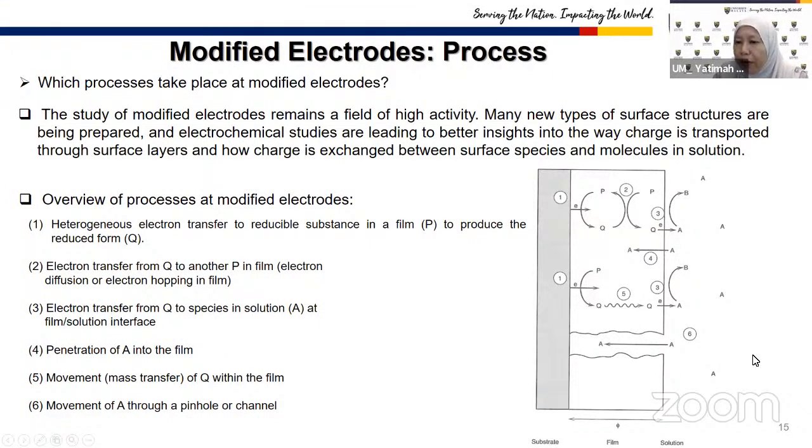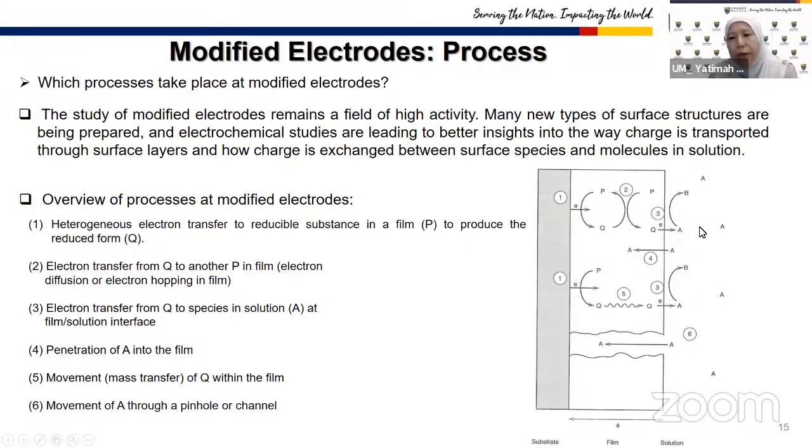And then on the right-hand side is a solution of interest, because when you do electrochemical studies, it's always a heterogeneous reaction: the solution and also your electrode. Mostly your electrode is solid. So what happened in here? You look into the process. The first one is heterogeneous electron transfer to a reducible substrate in the form P to produce the reduced form Q. So this is where it happens. We reduce and form Q.